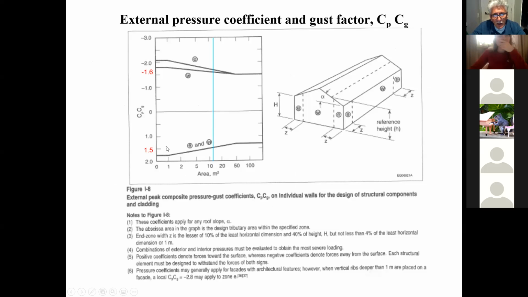Now, I want to know what it is on the windward side. In other words, this is where it's positive. If the wind's going this way, I want to know what the value is here, and I want to know what the value is here. So I went and drew a line for you. These are the values on the windward side, this is on the leeward side, and these are the values of CECG combined for the external pressures, and we're going to be using that in our calculations.